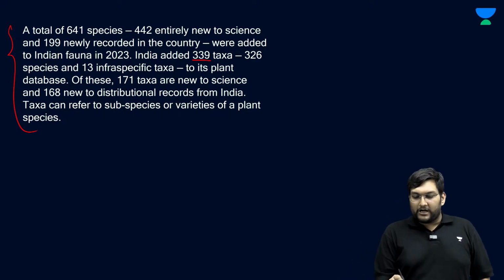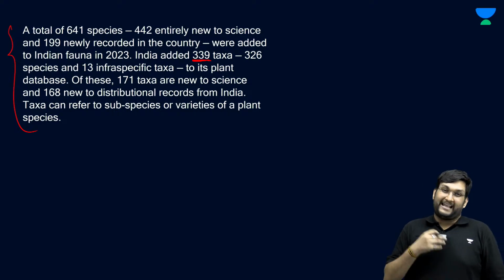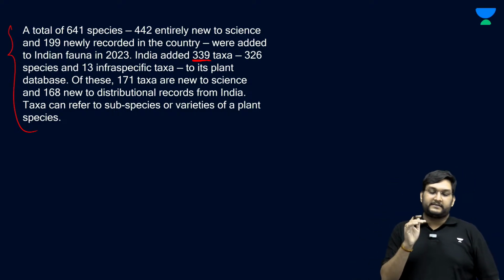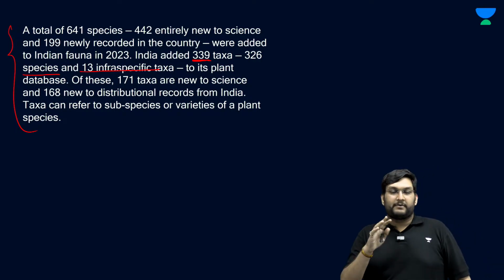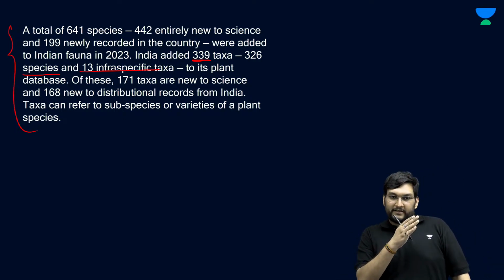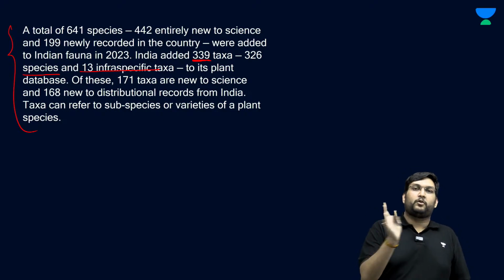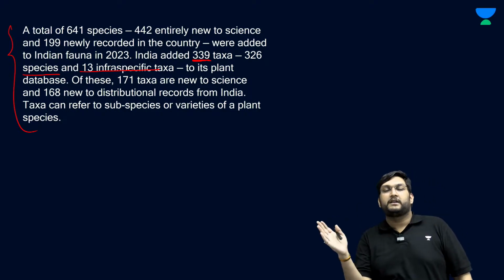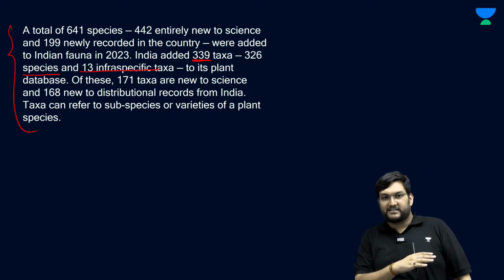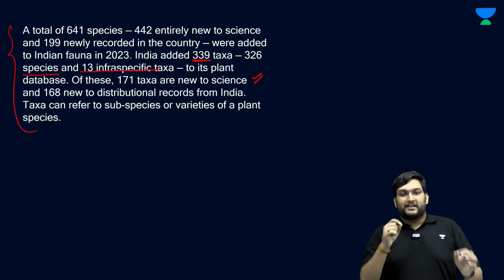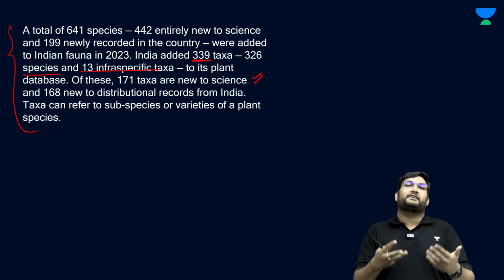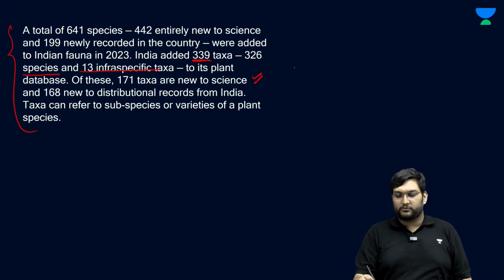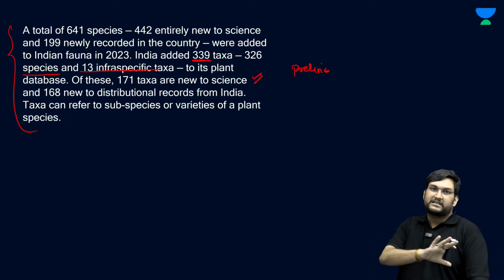For example, out of the 339 taxa, meaning entities, 326 were new species, 13 were infraspecific taxa, meaning they were going from the plant database, and also 2-3 plants had different interconnections or intersections in that sense. And therefore we have a new set of facts to be learned for the prelims examination. This is all prelims oriented. Let's concentrate on that. You can't obviously learn all of this data.